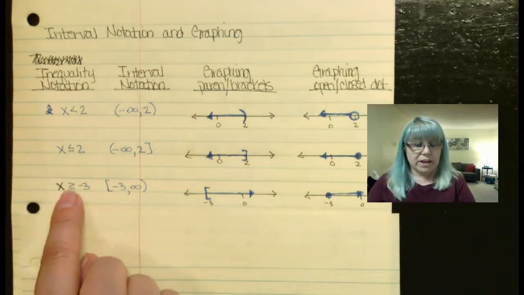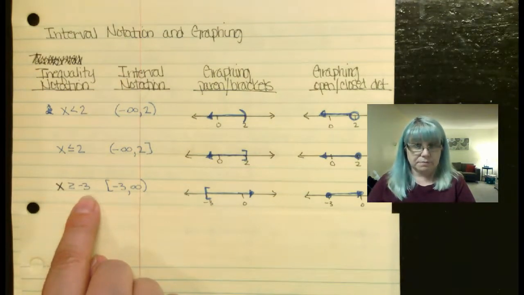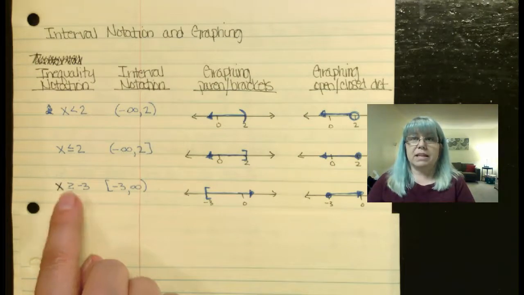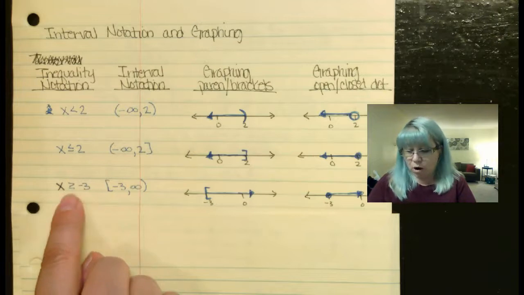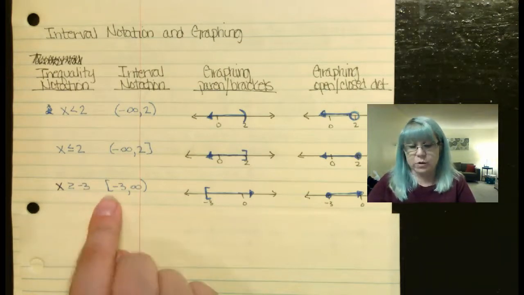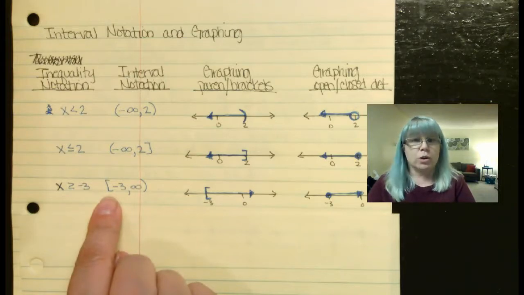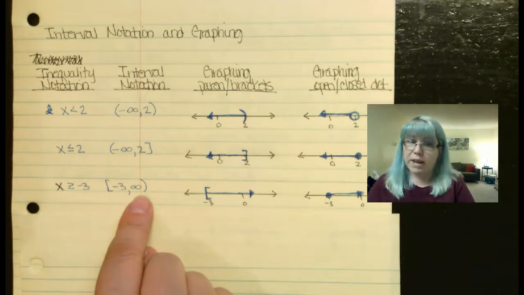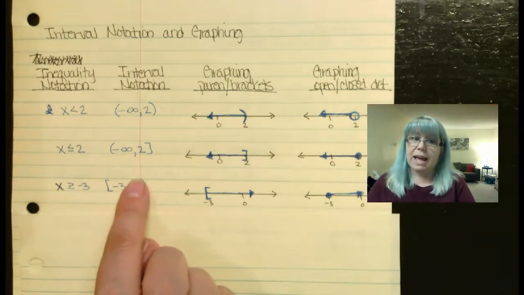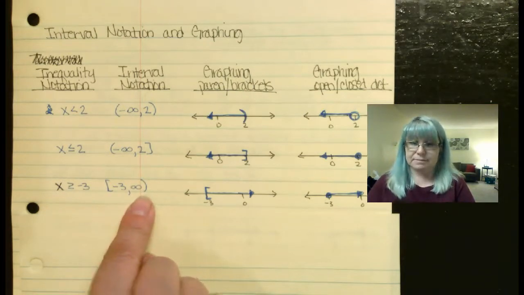X is greater than or equal to negative 3. So if we think about it, if it's greater than or equal to negative 3, then we can't go lower than negative 3. That is our bottommost boundary, our left boundary. But we are including it because we have some equality here. So in interval notation, we're going to use a bracket, negative 3, comma, all the way up to positive infinity, and then parenthesis.